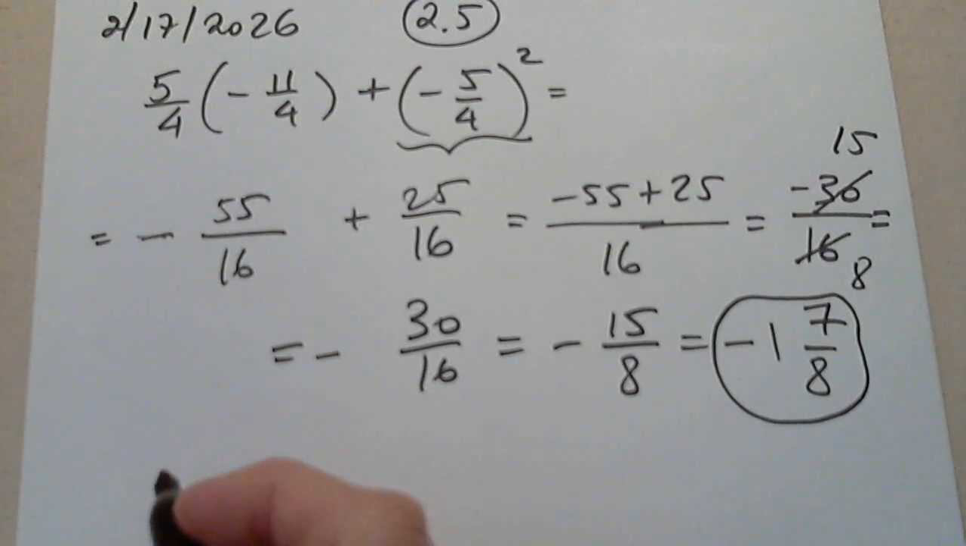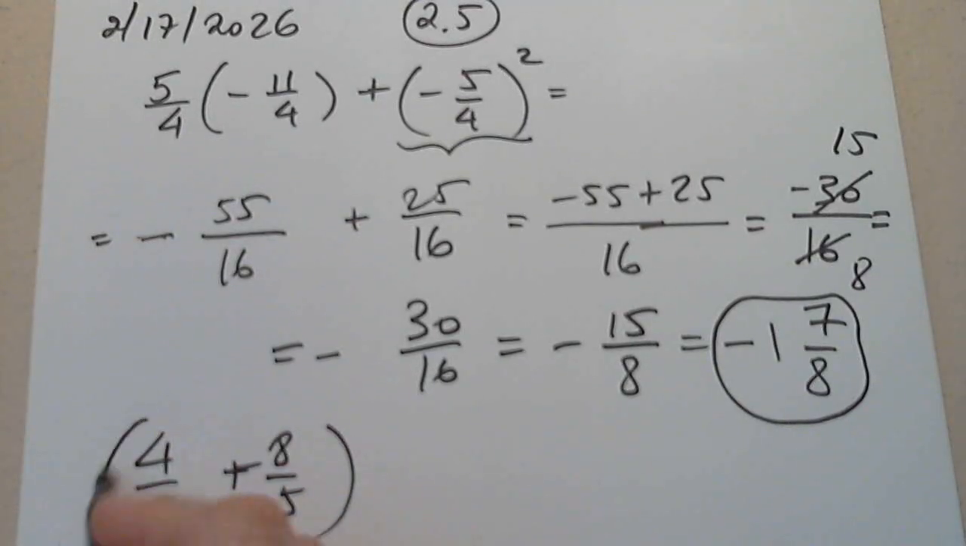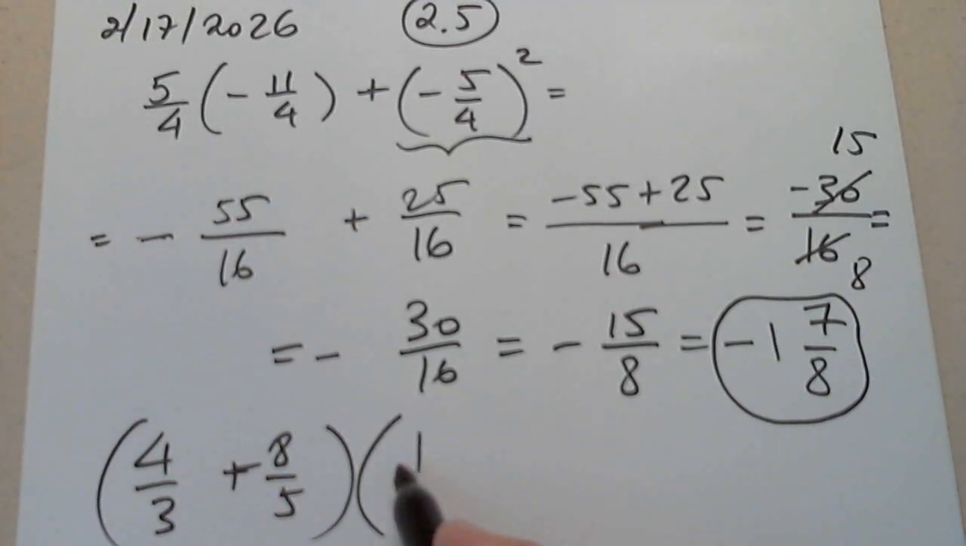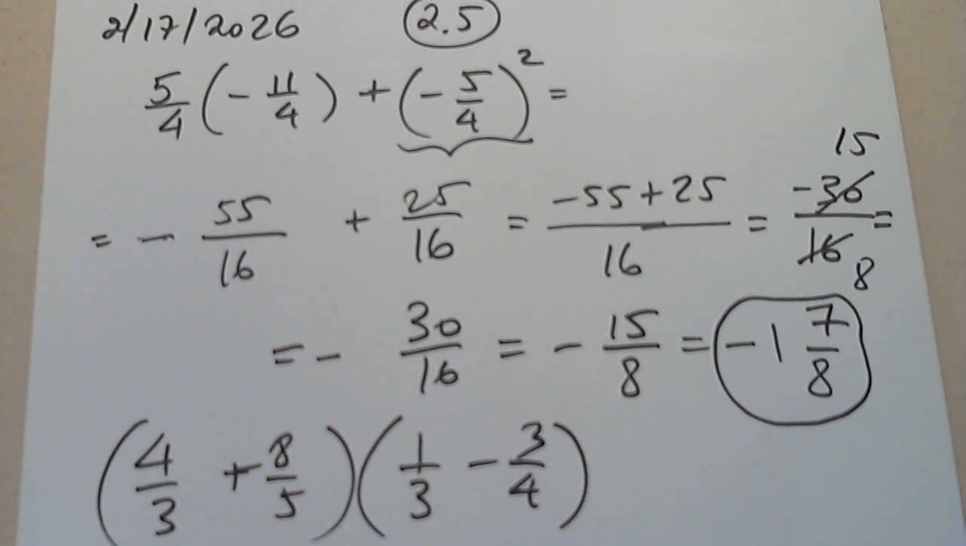Okay. So here's the next one, 4/3 plus 8/5, everything in parentheses multiplied by 1/3 minus 3/4. I will ask each and every one of you for your answer. So please work on this problem. Alan, Mohammed, Ashley, Josh, Oliver, everybody. Jalaya, please. Everybody will give an answer on this problem.